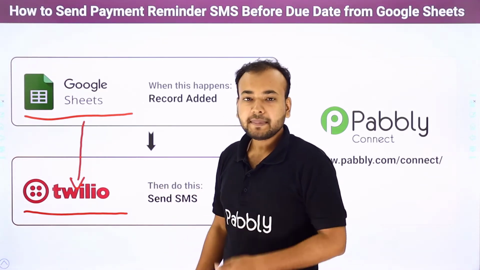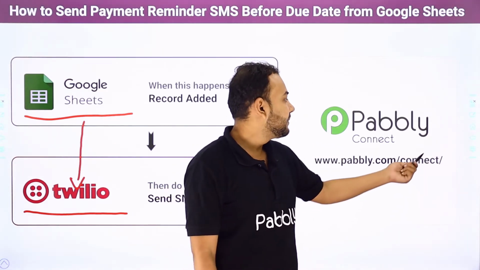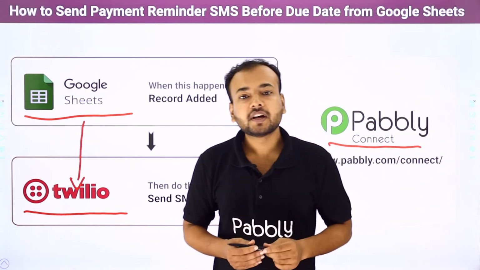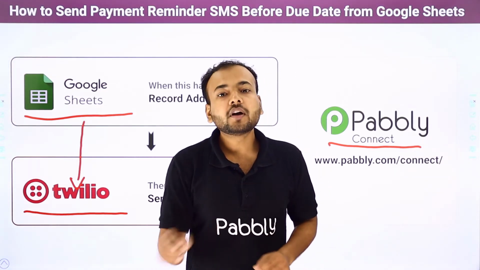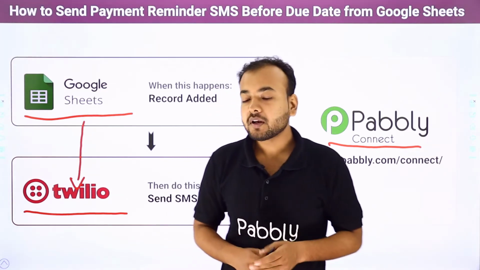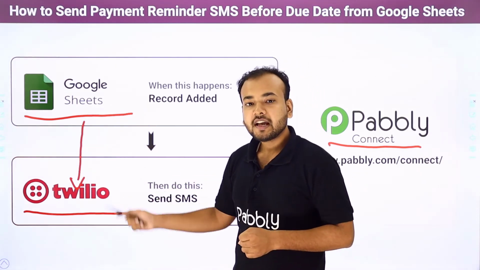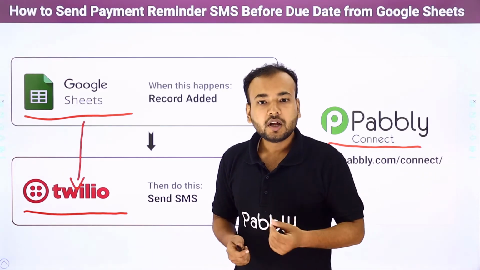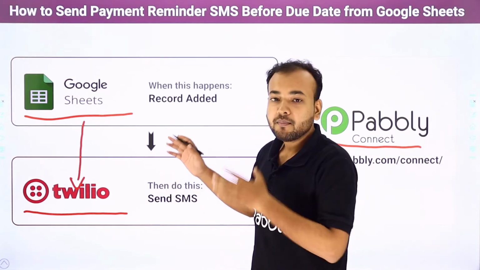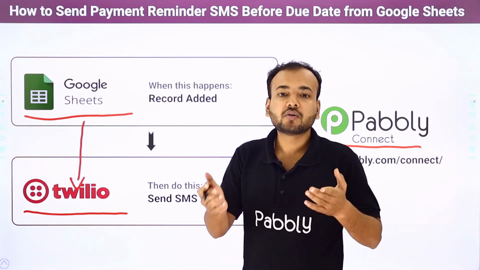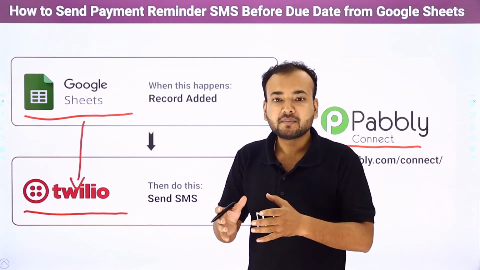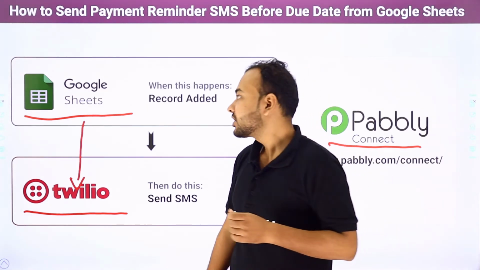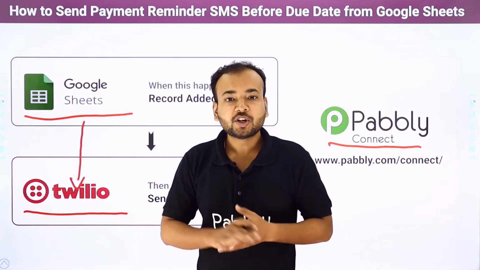So to connect these two applications, I am using a software called Pabbly Connect. Pabbly Connect is an automation and integration software, and the best part is that you will not require any coding skills or programming knowledge to make this connection between Google Sheets and Twilio. And guys, I have taken the example of coaching or school, but you can use this same process for any kind of payments for which you want to send reminder SMS. Now let me give you a real-time demo on my screen of how this connection between Google Sheets and Twilio is going to work in real time.